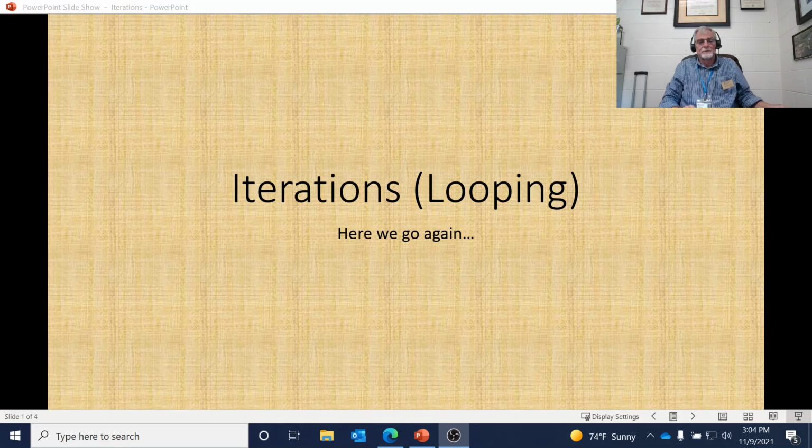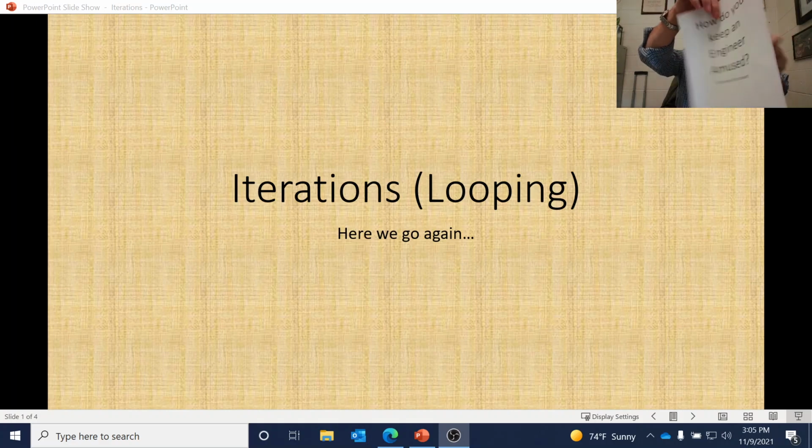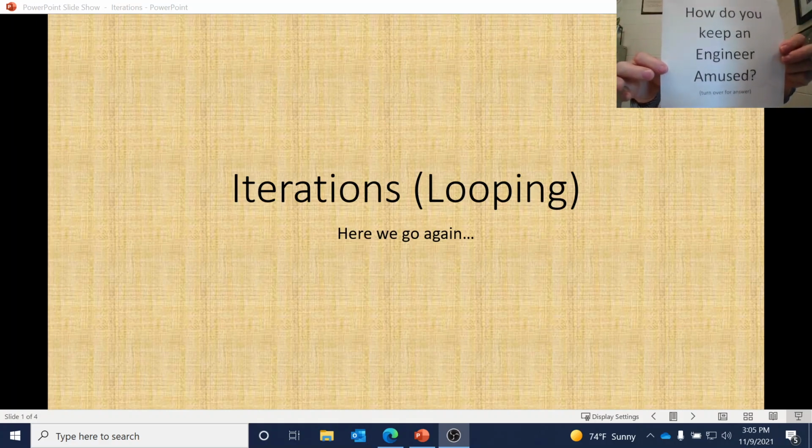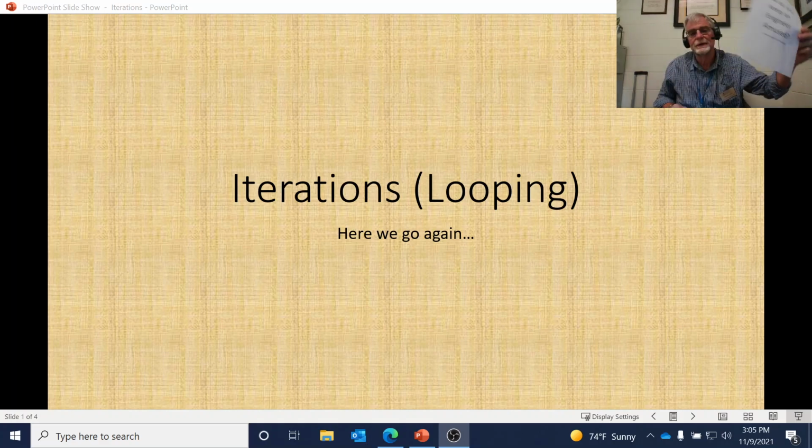To get us started, I'll tell you a little story from my working career. I used to work as an engineer, and engineers would put either tiles or rocks or something painted with this on their desks. It says, how do you keep an engineer amused? Turn over for answer. Well, if you look over on the other side, it says, how do you keep an engineer amused? Turn over for answer. Well, the joke, of course, is that they will continue to turn over and over and over and over and never end. Now, in programming, this is called an endless loop, and this is one of the things we will be talking about today, because we will be talking about looping, also known as iterations.